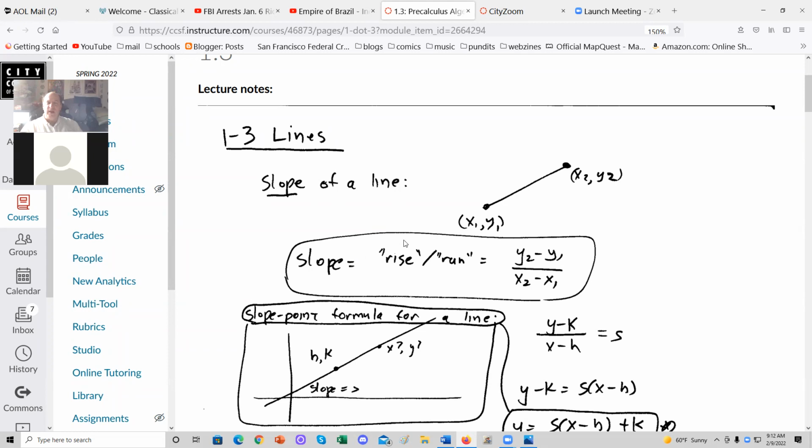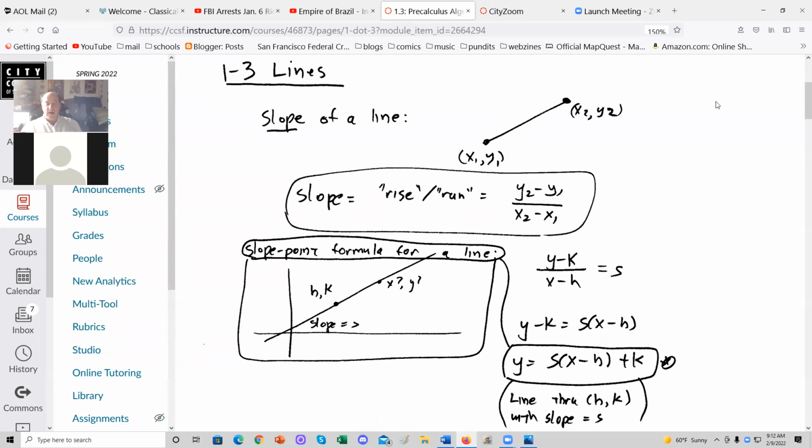Now, the thing about a line is that you'll get the same slope given from any 2 points on that line. So we can talk about the slope of a line. All right, now, given a point on the line, h, k, and given the slope s of the line, then we can ask what will be the equation for any other point x, y. So, okay, we'll get there for the point-slope formula.